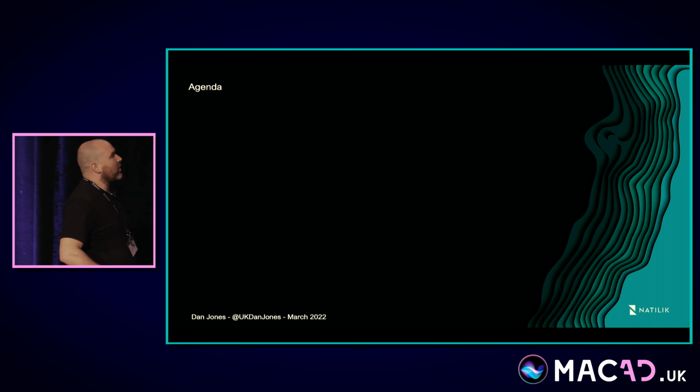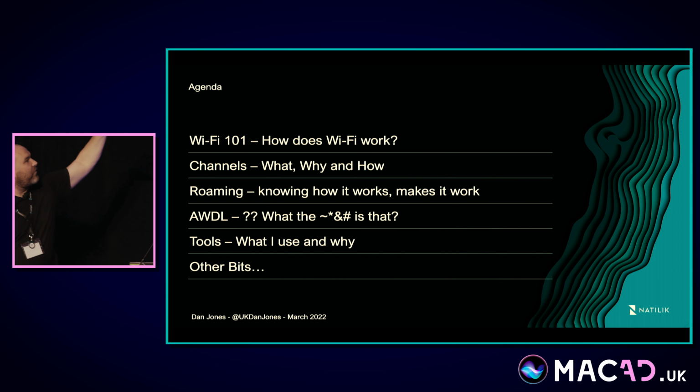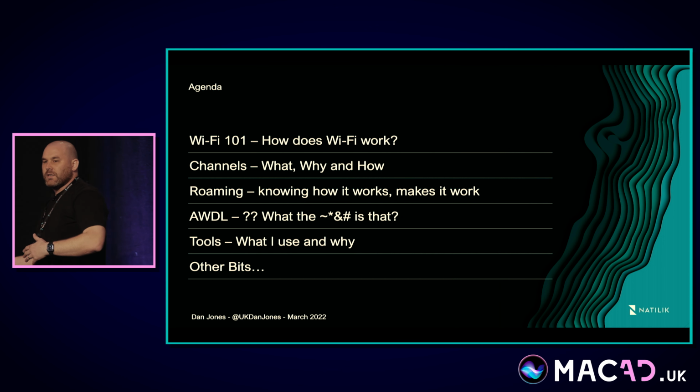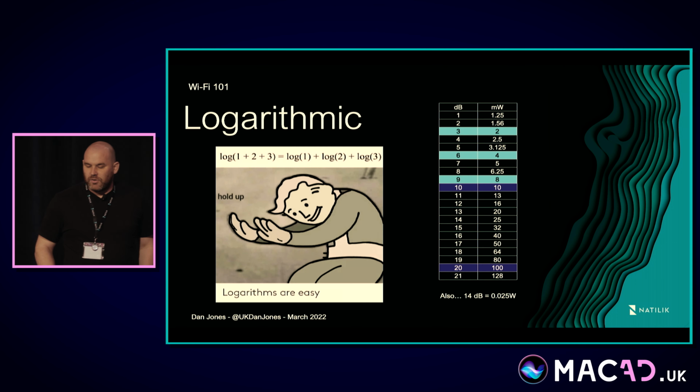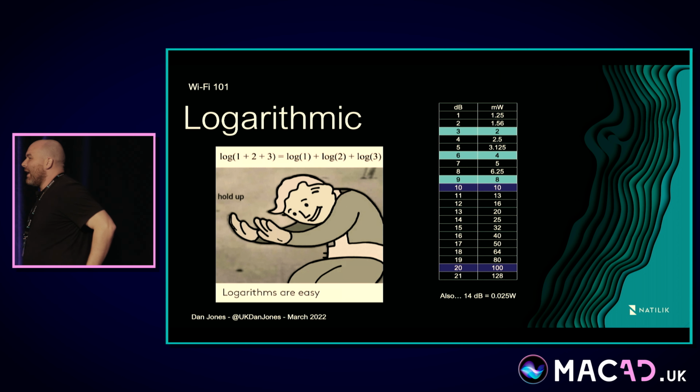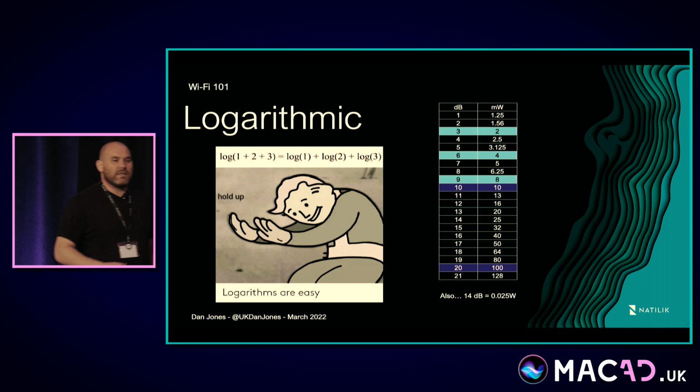So let's have a quick look. Like I say, I'm going to go through some basic stuff. We'll talk about iOS and macOS specific roaming. We'll have a look at Apple Wireless Direct Link, and then some of the tools that I use and other things.